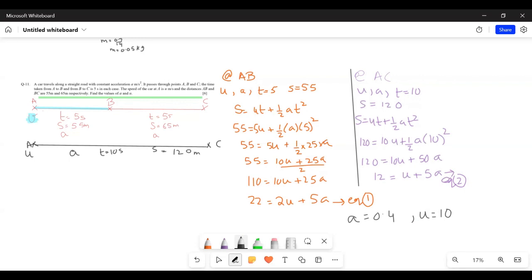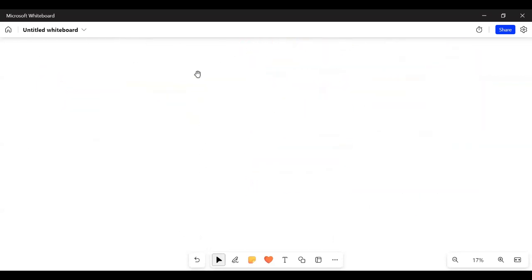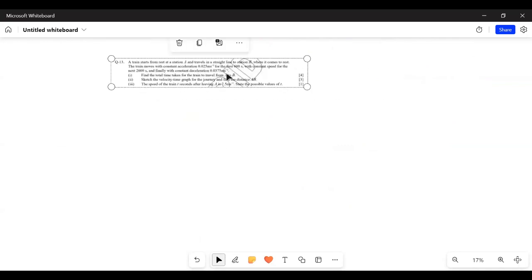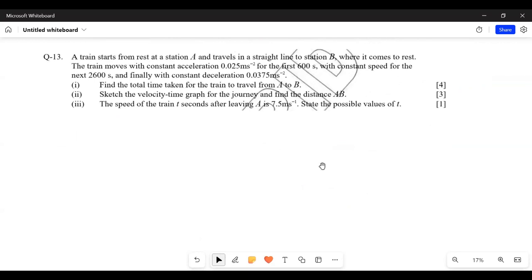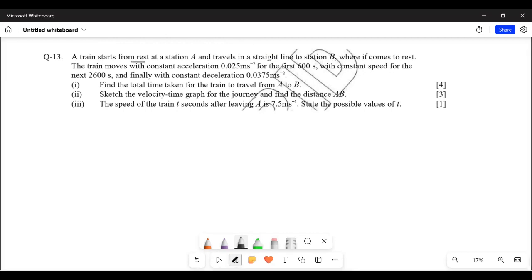Question 30. A train starts from rest at station A and travels in a straight line to station B, where it comes to rest. So it starts from rest and ends at rest as well. The train moves with a constant acceleration of 0.025 meters per second squared for the first 200 seconds and with a constant speed for the next 2600 seconds, and finally with a constant deceleration of 0.0375 meters per second square. Find the total time taken for the train to travel from A to B.